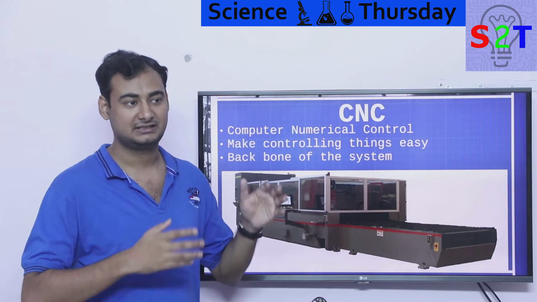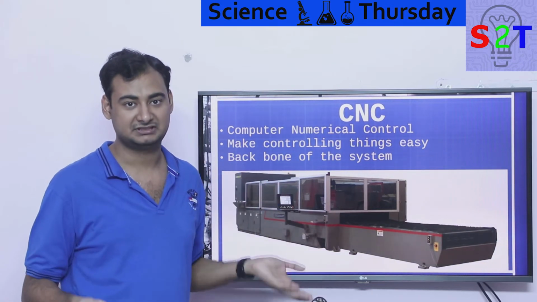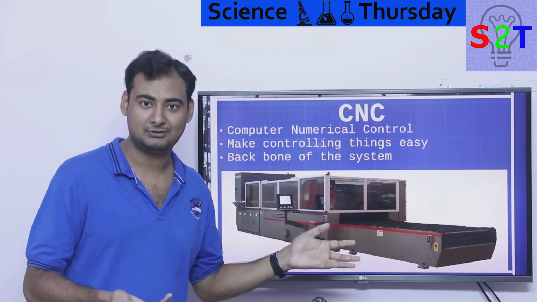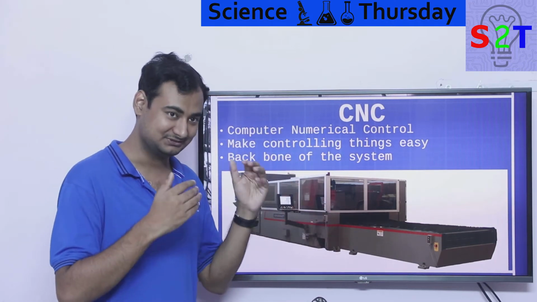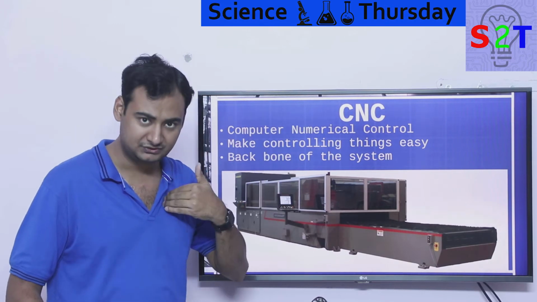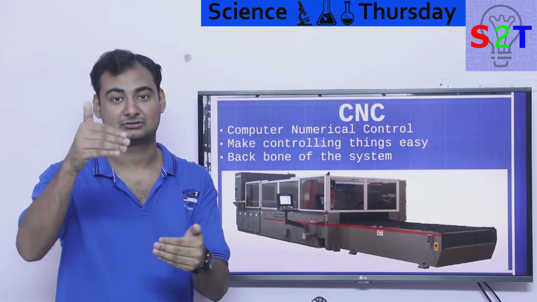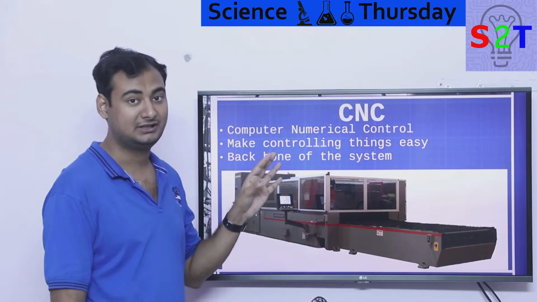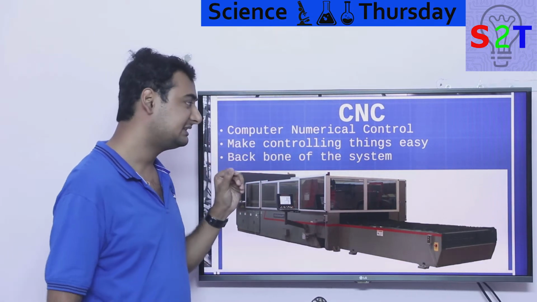So do not think of CNC as, okay, it is something. It's just the backbone of everything. It's like saying bone. Okay, bone of what? Bone of a dog, bone of a human, what? So that way CNC is a very critical component, and this is what allows the user to talk to the computer and the computer to talk to the actual machine. So that numeric control is the critical aspect, and it makes everything easy.